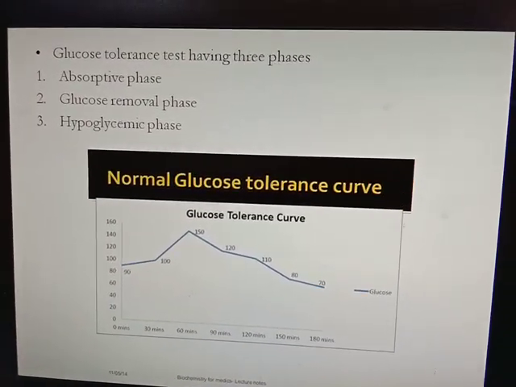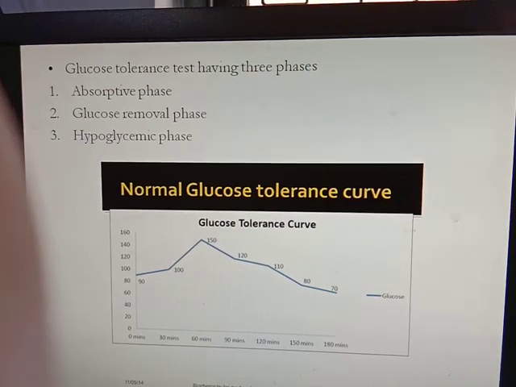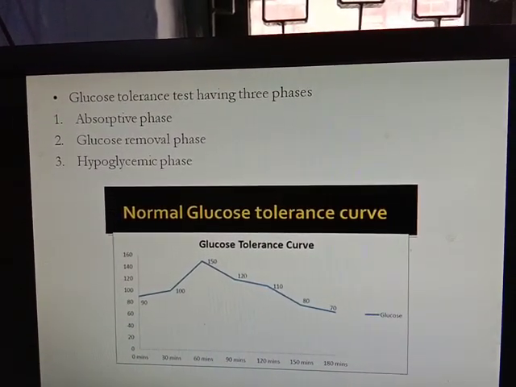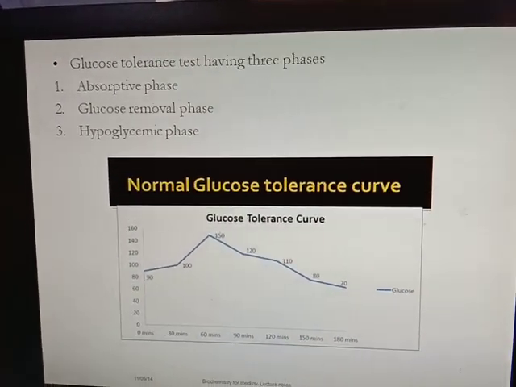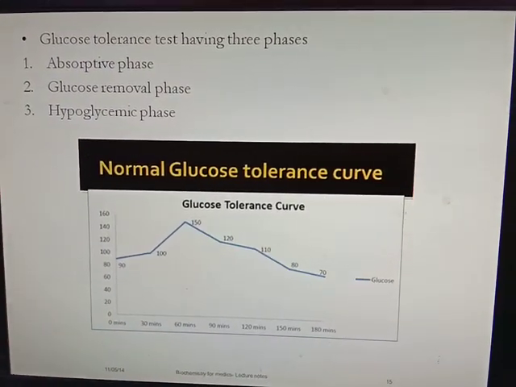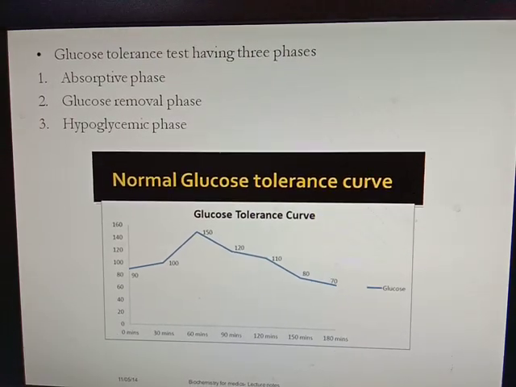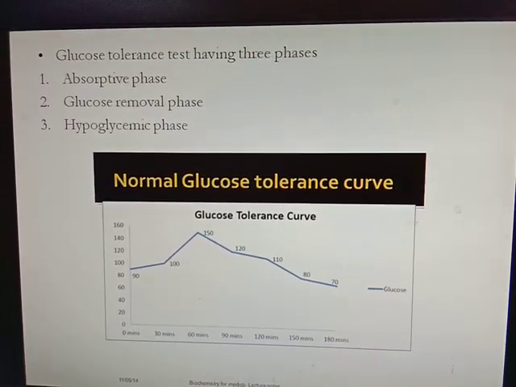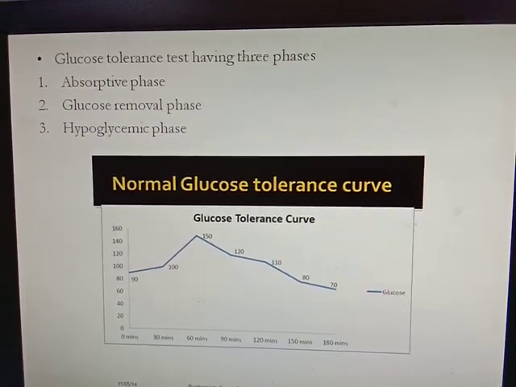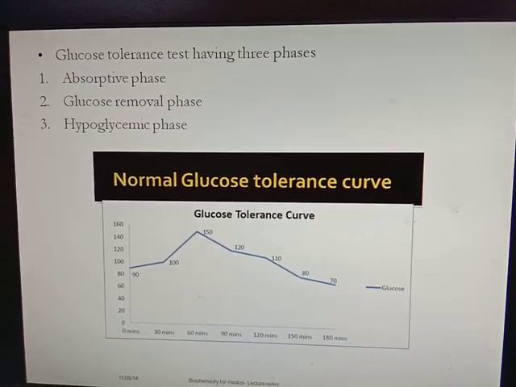So the glucose tolerance test has 3 phases. First is the absorptive phase. Whenever we give glucose, it gets into the intestine, and from the intestine it gets absorbed into the blood. Then the glucose removal phase, in which glucose is taken up from blood into cells, tissue and liver. After that, when blood glucose has been absorbed, blood glucose concentration again becomes normal. It is called the hypoglycemic phase.